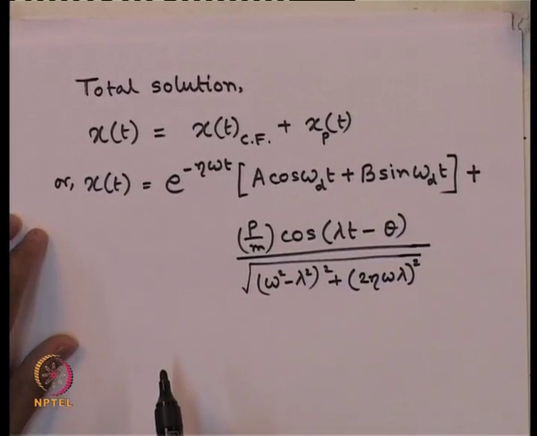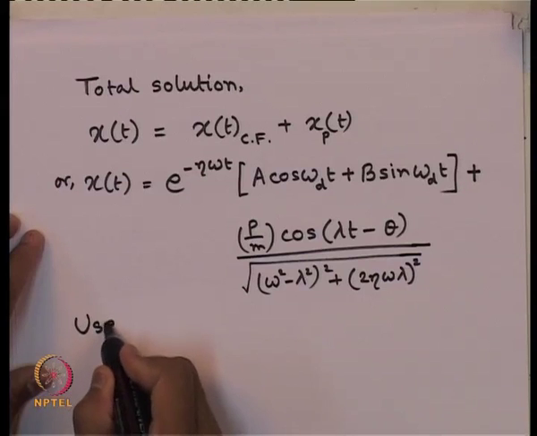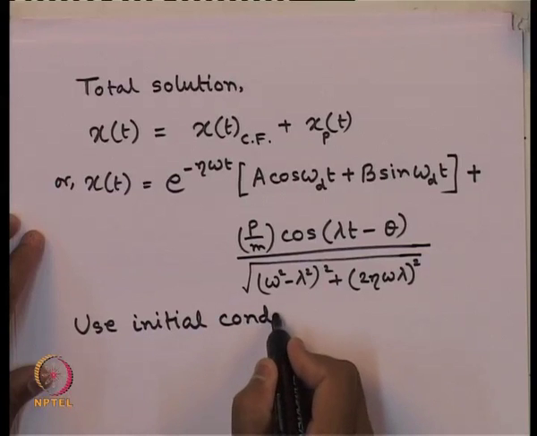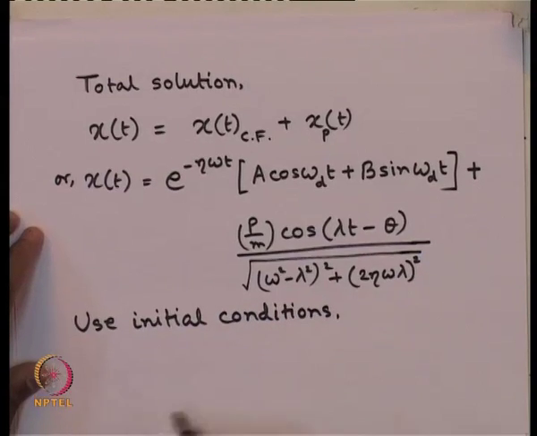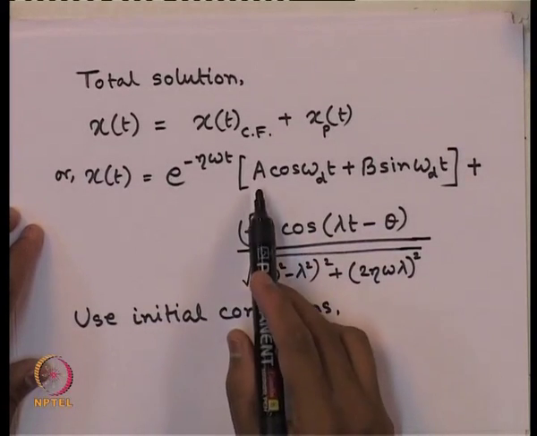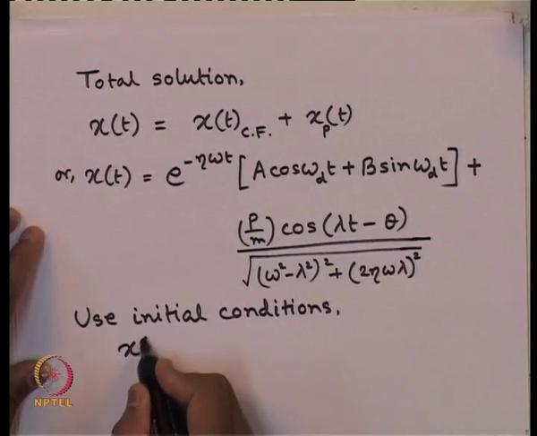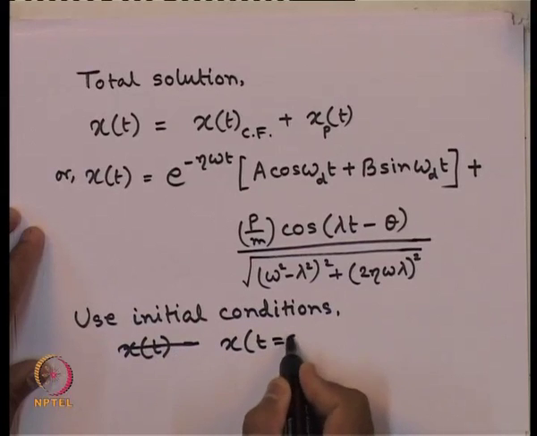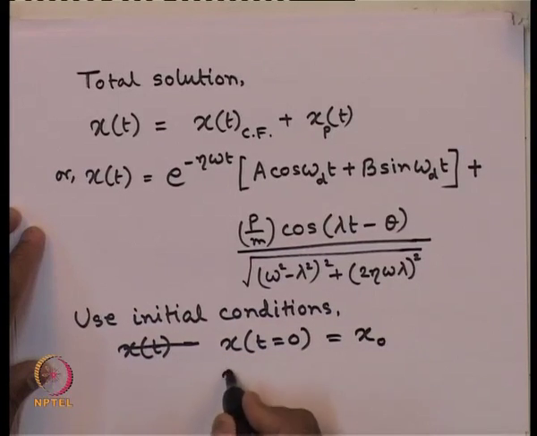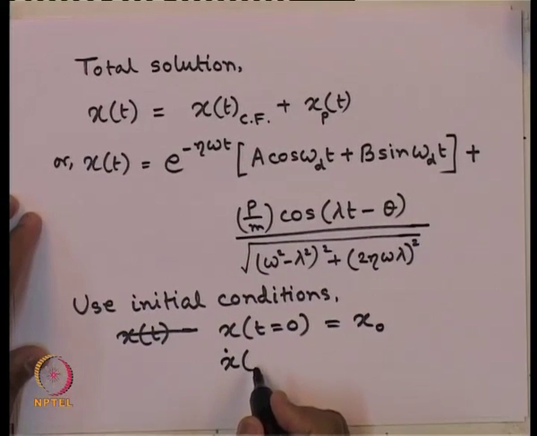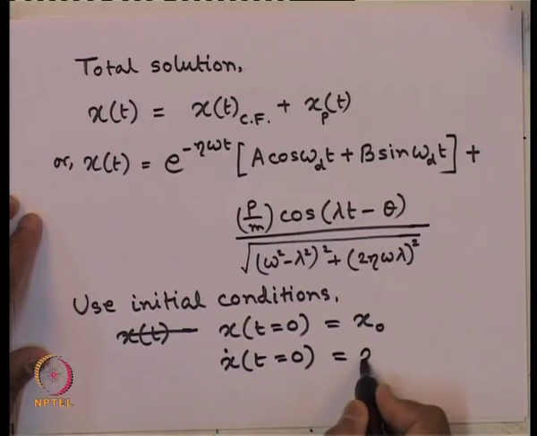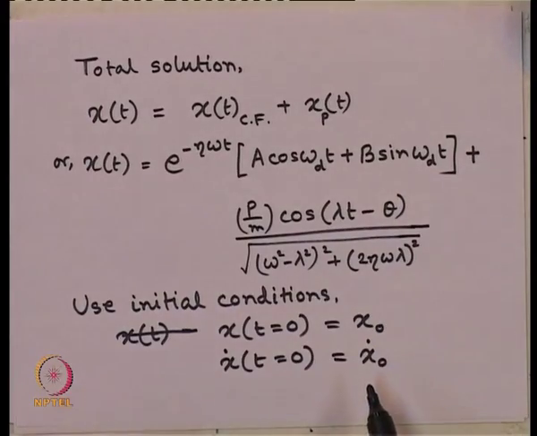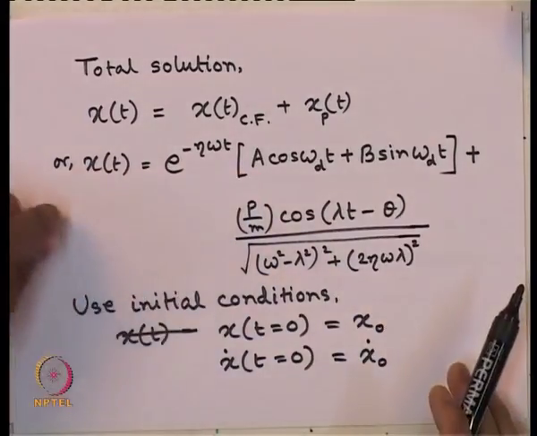So, this is our complete solution. Now, we have to use initial conditions. This is the place where we should use initial conditions, not before that, to determine a and b. We will be using x at t equals 0, which is given to us as x naught, and the velocity x dot at t equals 0, which is given to us as x naught dot. These two initial conditions we will use for this expression to get the coefficients a and b.